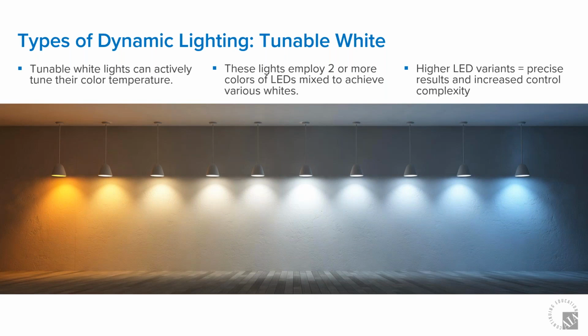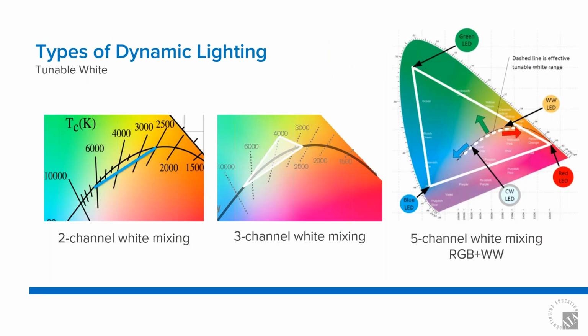Another type of white dynamic lighting is tunable white. With tunable white, the color of the light can be tuned in a specific color temperature range. How we do that is by doing either 2-channel mixing, 3-channel mixing, or 5-channel mixing. By employing 2 or more colors of white LEDs mixed together, we can achieve various colors of white light. For example, with 2-channel you've got a 3000 Kelvin and a 6500 Kelvin LED mixed together. This result gets a white light along this line.